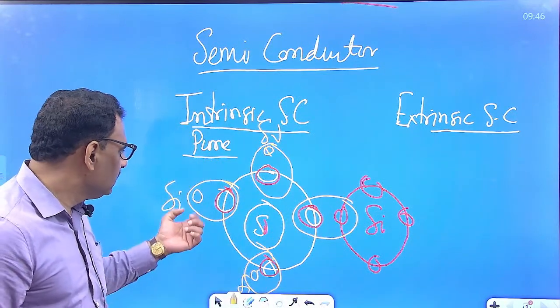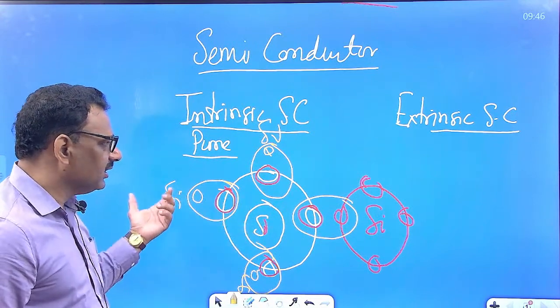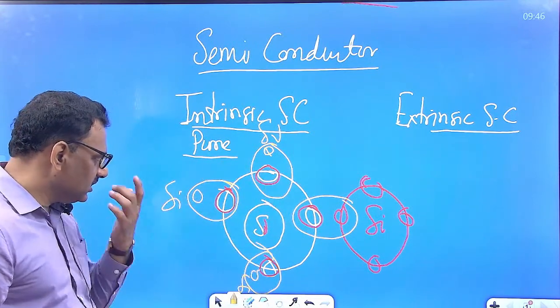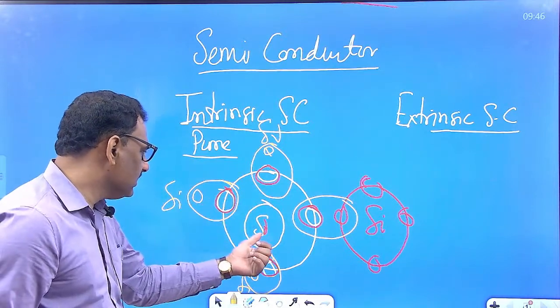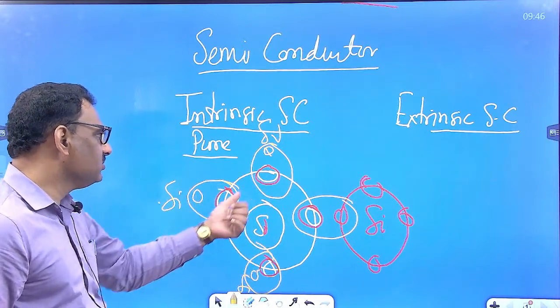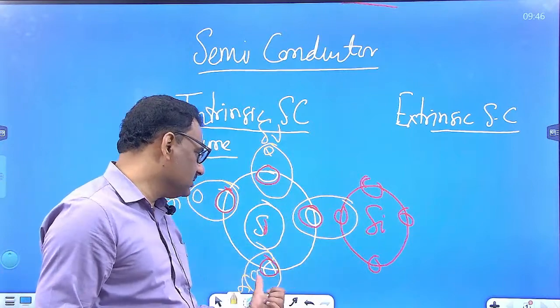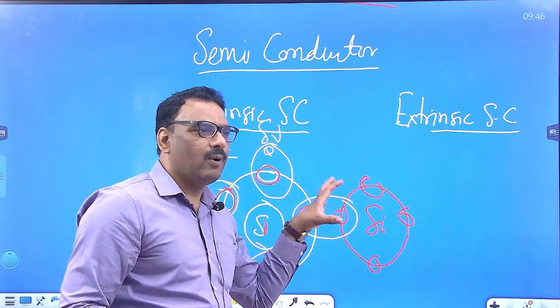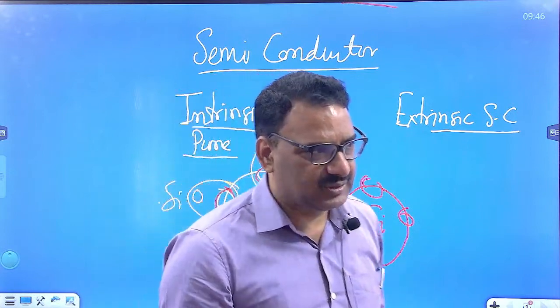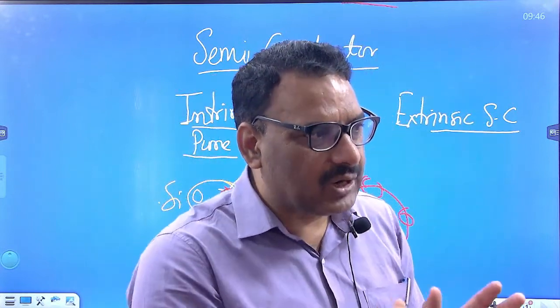You can see from this figure, in this crystal structure of silicon, one electron from this silicon and another electron from this one make a covalent bond. Similarly for this, and similarly for this and this. So all 4 electrons make covalent bonds with the other silicon atoms. Means no electrons are free.